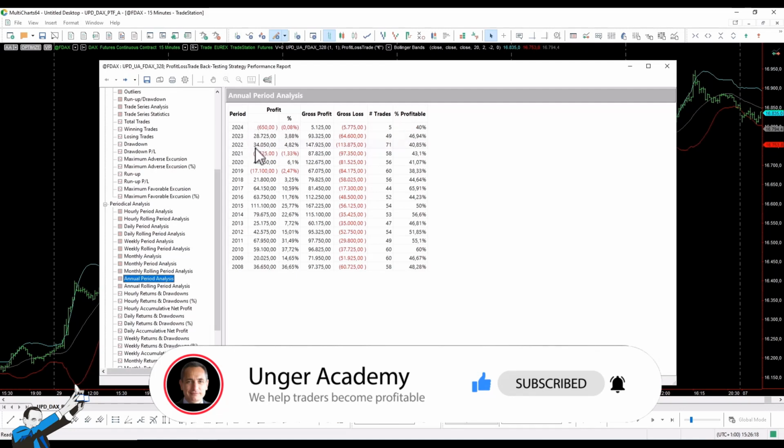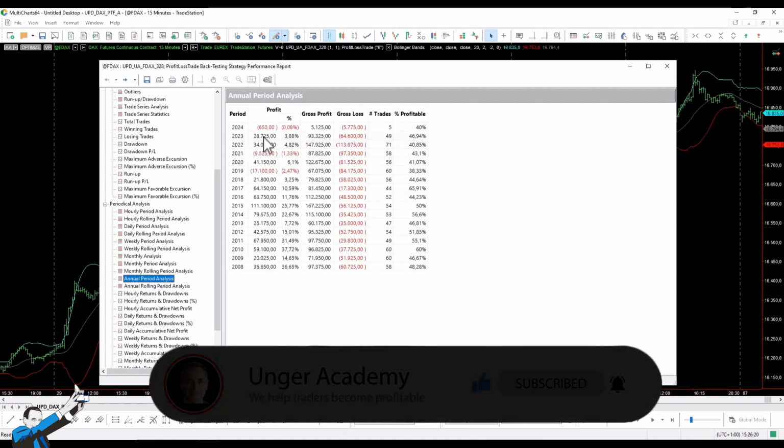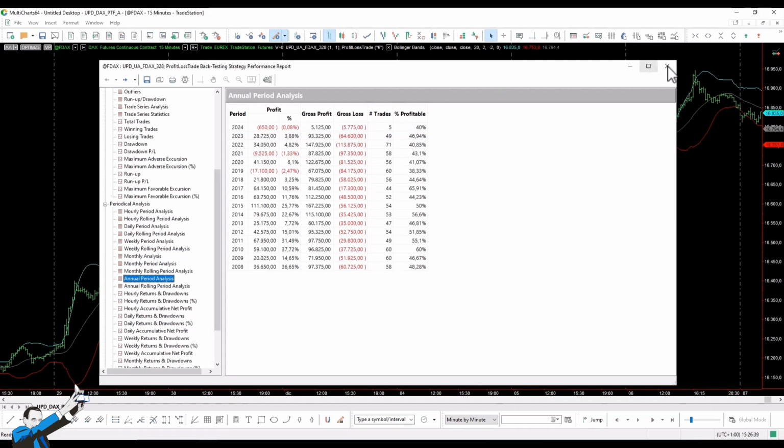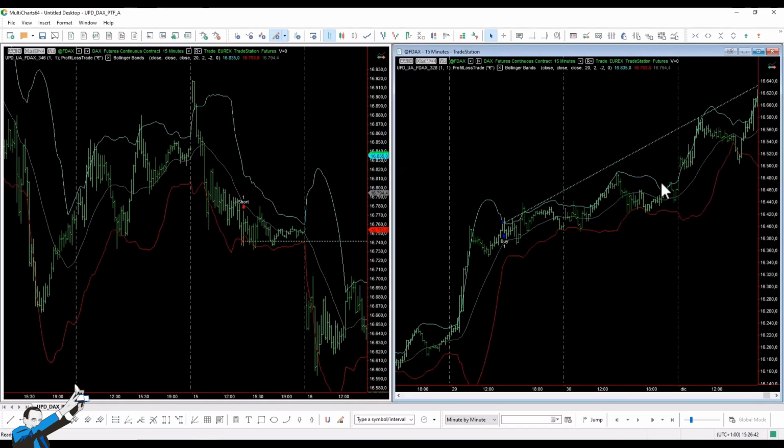Well, the strategies presented today show that using Bollinger Bands on the DAX with a trend following logic yields good results and seems to be an excellent edge to exploit.